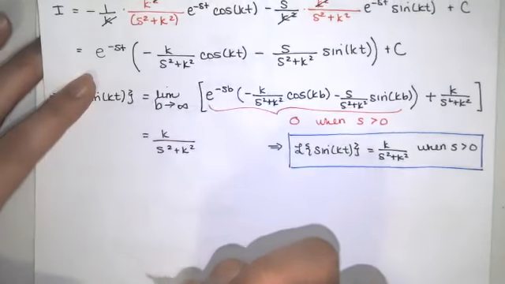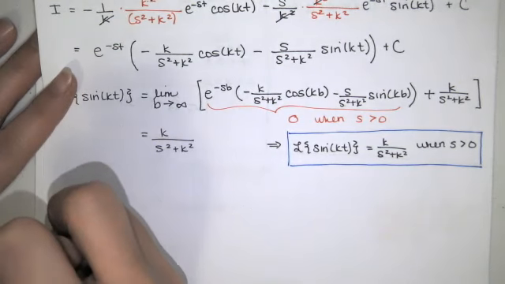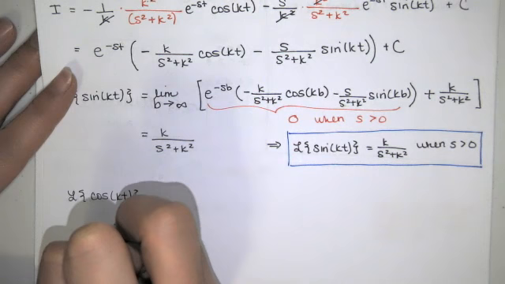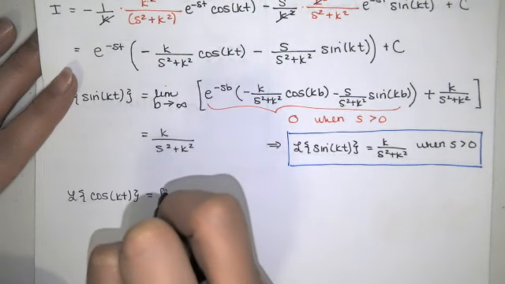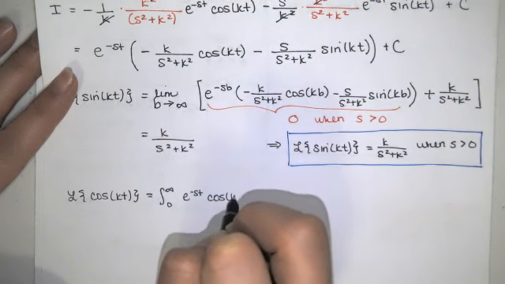I don't think I'm going to derive the Laplace transform of cosine of kt because it's basically the same idea. But the Laplace transform of cosine of kt is, by definition, the integral from 0 to infinity of e to the negative st times cosine of kt dt.